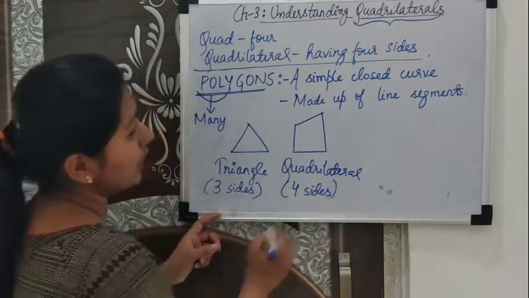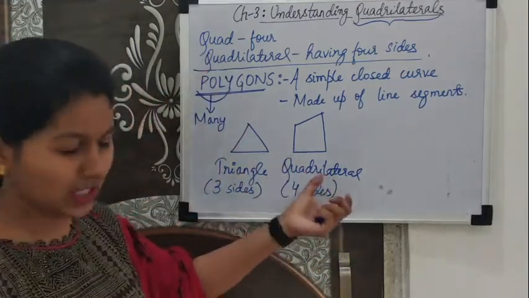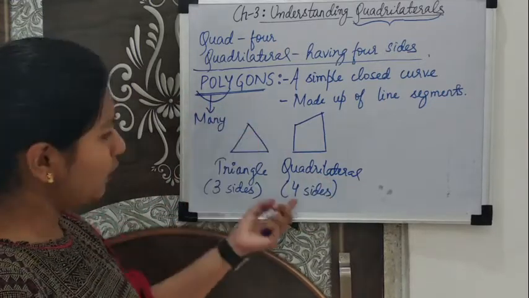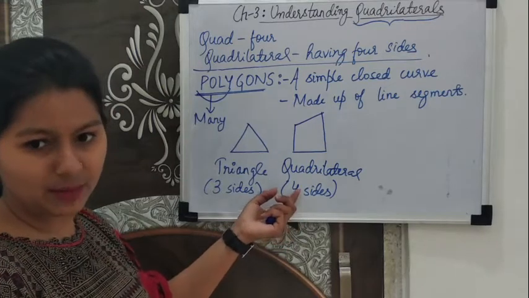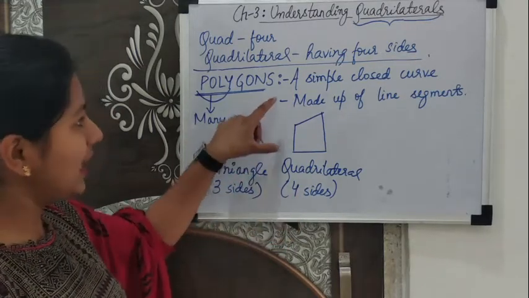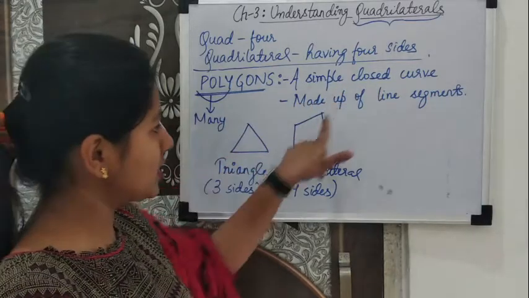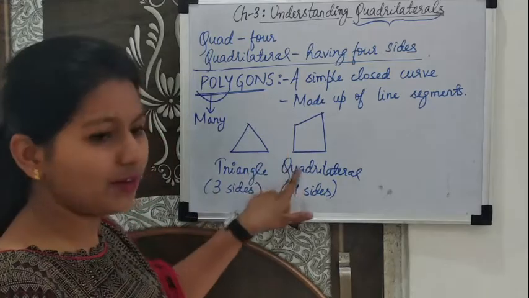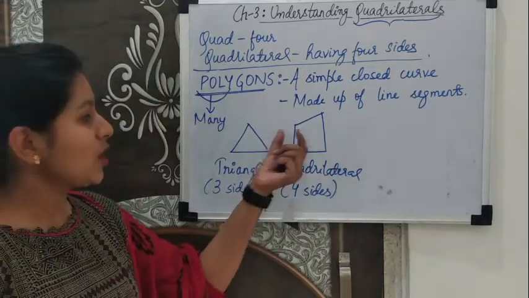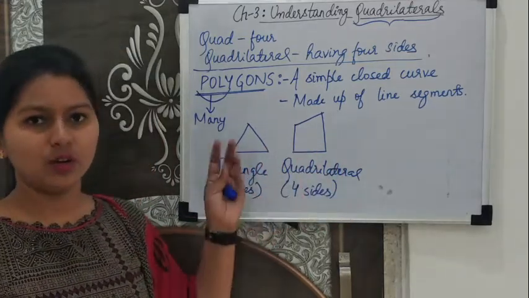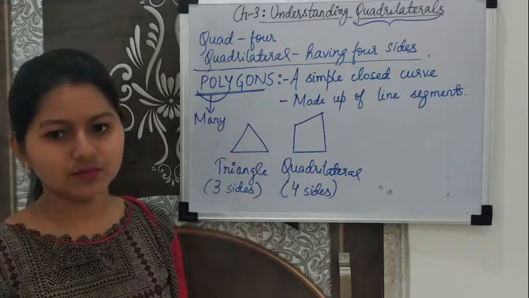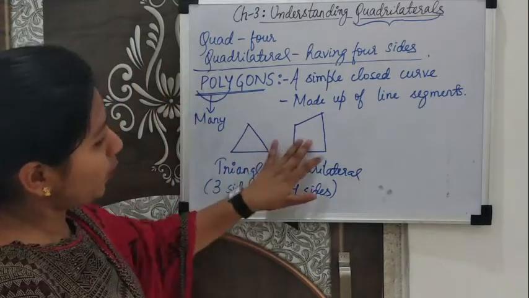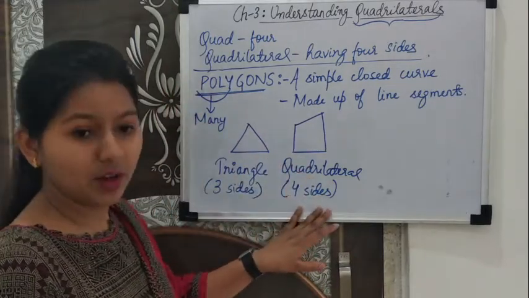So if we have to define quadrilateral, it's very easy. Now we can define quadrilateral. Quadrilateral is a polygon which has four sides. And if I am saying it's a polygon, it means it is a closed curve, and that also a simple closed curve, and it is made up of line segments. Okay, so quadrilateral is a polygon with four sides.